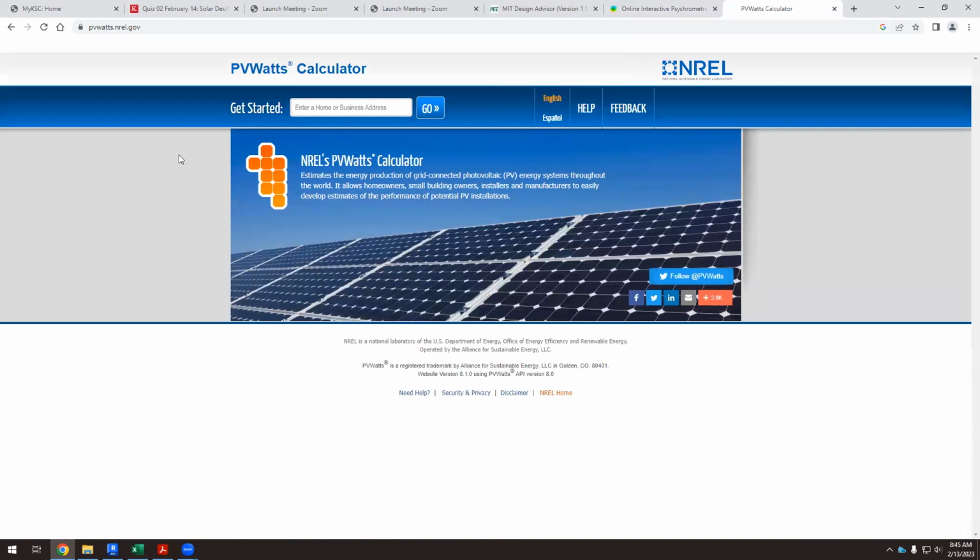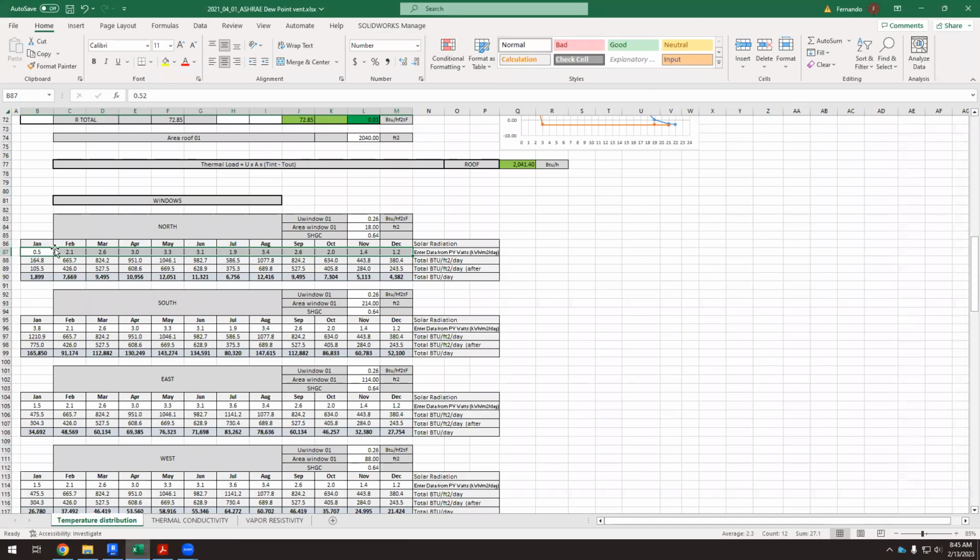PV Watts calculator. In PV Watts calculator, again, it's a different software. We cannot create a building here. This is meant to calculate PV panels, but we can calculate solar irradiance outside the building. So this is what we need now. What we have to insert in this row is the solar irradiance data from PV Watts. This is the energy that we have in the sun outside the window. So this is what we have to calculate now in different orientations.